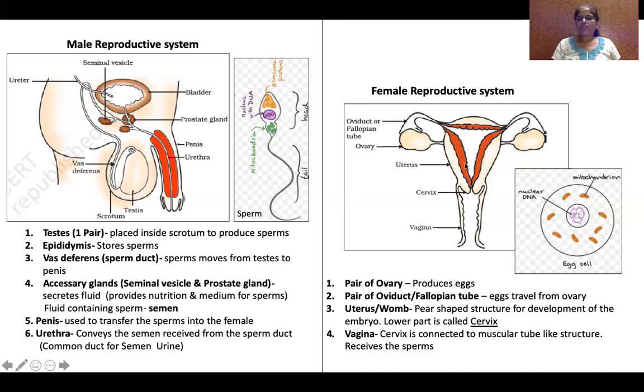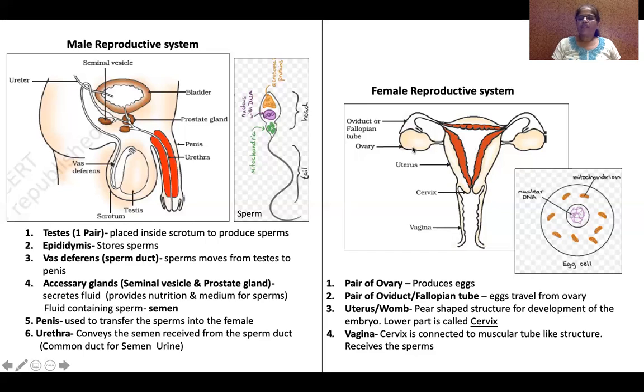This is the pear-shaped muscular organ, that is the uterus, where the fetus develops. The baby develops in the female part, that is the uterus. At the end of the uterus, there's an opening called the cervix. This is an opening called the cervix, and this is a muscular tube-like structure called the vagina. During sexual intercourse or mating, the sperms get ejected into the vagina of the female, and those sperms enter the uterus through the cervix.